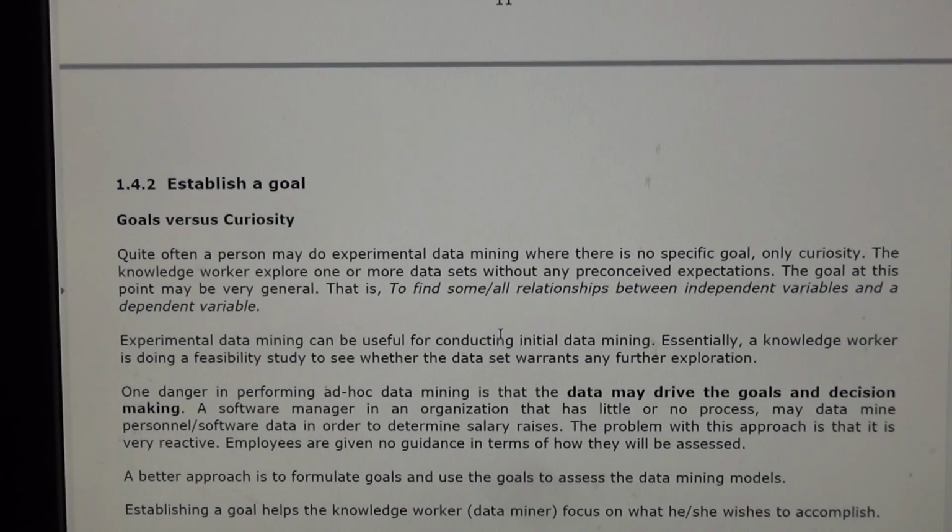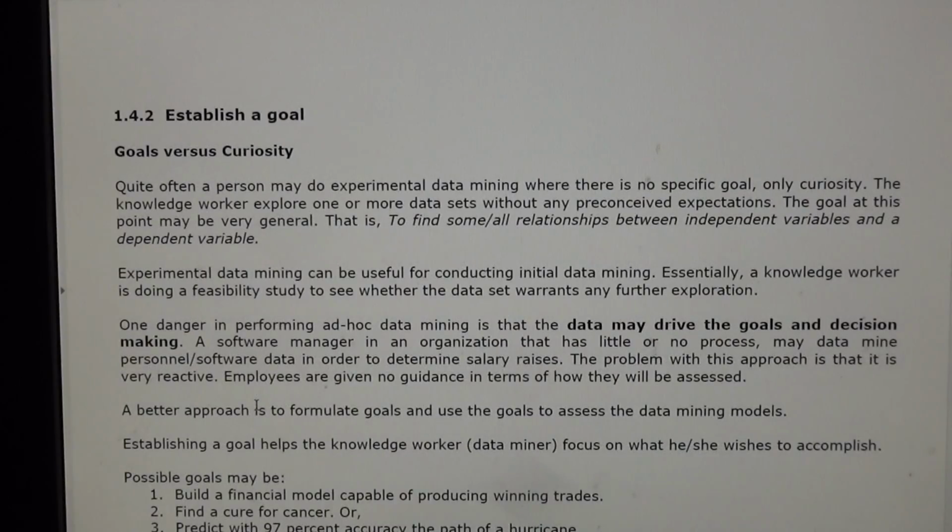Well, one of the things is I call goals versus curiosity. Sometimes, and curiosity is something I hope you can develop in the class as we proceed. And what you might do is define relationships between variables and a dependent variable, kind of the class variable we call it. A knowledge worker might explore and see if there's anything interesting there. And we might set up goals for decision-making process. Establishing a goal helps us get focused on what we're trying to do.